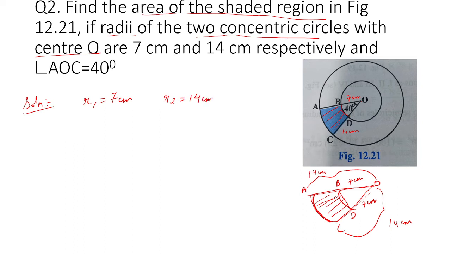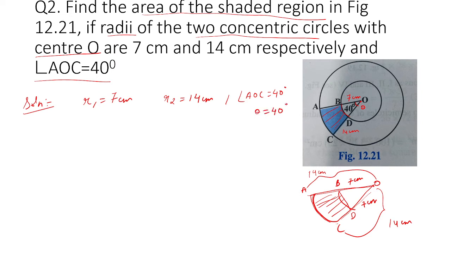Another important piece of essential information given to us is the angle AOC. So what is AOC? This is theta. Angle AOC is given as 40 degrees. You can replace this as theta is given as 40 degrees. Why should you replace this?